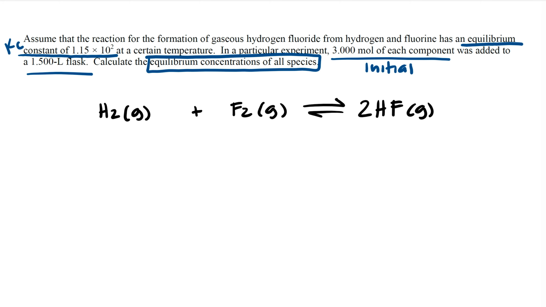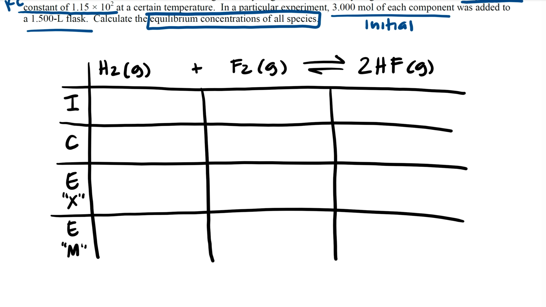Like all problems, it starts with a balanced chemical equation, and then we're going to set up our ICE. Then I'm going to plug in the information given to me in the problem. They gave me initial values for each chemical species. Each one is 3 moles, and they're all inside of a 1.5 liter flask. So I do have to calculate the molarity by doing 3 moles over 1.5 liters for each one. So the initial molarity of everything, let's say with hydrogen, for example, is 3 over 1.5, and that is 2 molar for each one.